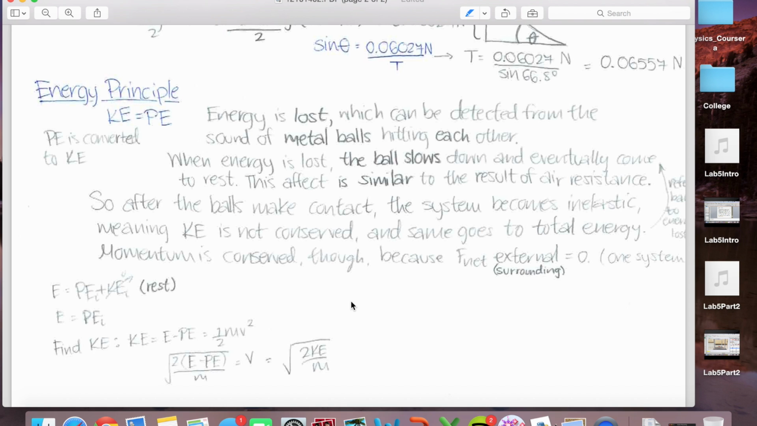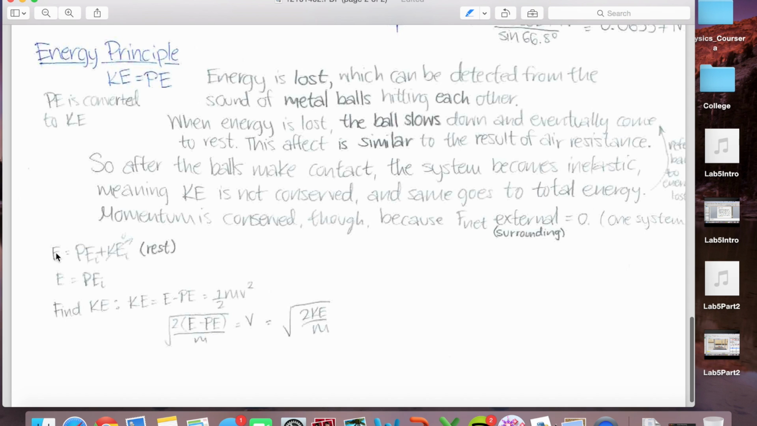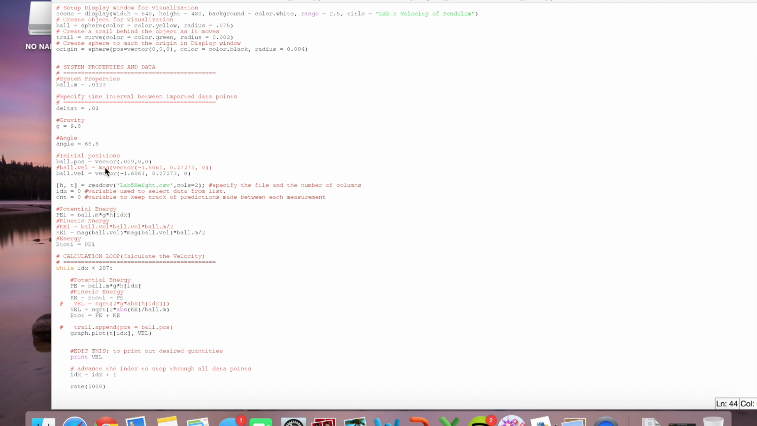After the ball makes contact, the system becomes inelastic, meaning kinetic energy, or total energy, is not conserved. Momentum is conserved though, because the external net force of the surroundings is 0. We can calculate here: energy is potential energy plus kinetic energy. Once we know the kinetic energy, we can find the velocity with this equation, and we can plug that into our Python.